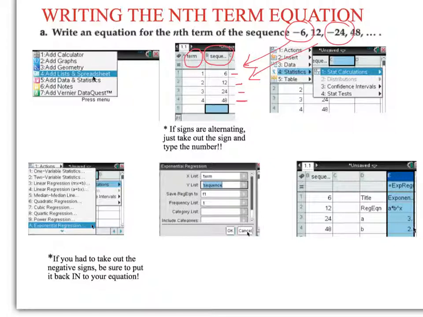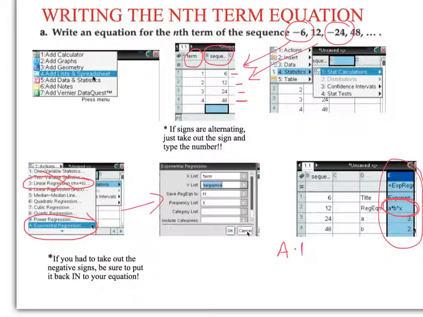You're going to go to stat calculations, but instead of doing linear regression like we typically do, we're going to come all the way down here to exponential regression. And that is going to give us this pop-up. Remember, we have to tell the calculator what our X lists and Y lists are. So you're just going to click the drop-down list and click the appropriate column. You click OK. And then this particular output comes right here, just like it did when we were doing the linear regression equations.